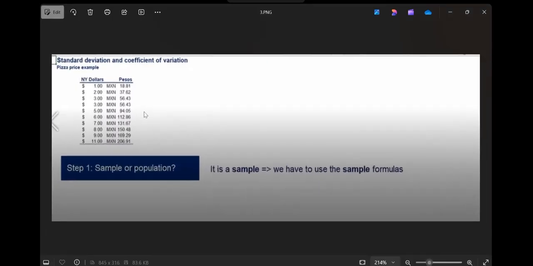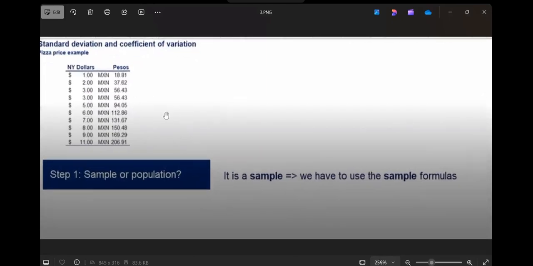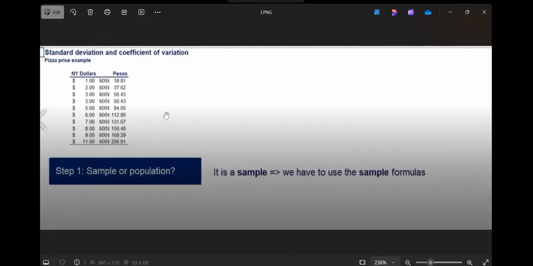Okay, see this. Let's say there are some pizza stores in some of the cities. Let's take the US, where many people from multiple backgrounds live, or not? From Mexicans, from Indians, from different categories of people. And every person's dollar price is different or the same? It is different. For an Indian, $1 is 80 bucks. For a Mexican, $1 is 18.81 pesos.